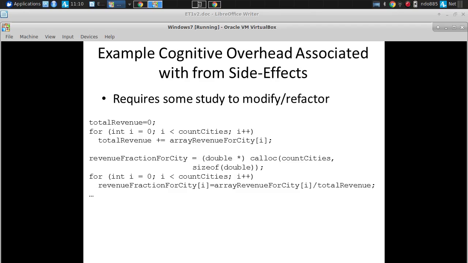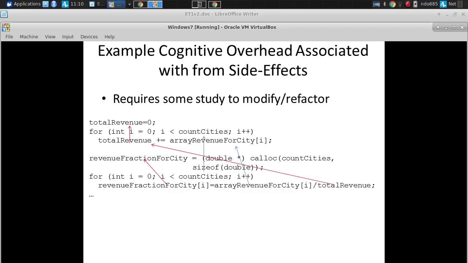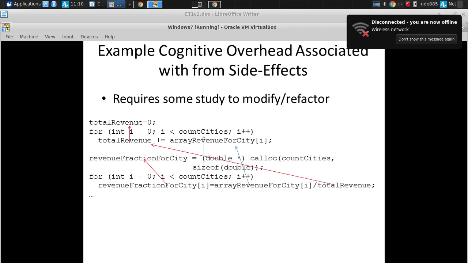Well, I would argue there's some hidden structure here. After all, this is just totaling this up, right? This is summing this up. And this is basically normalizing this array. We're taking each element of the array and dividing it by a constant. Those are pretty commonly needed types of operations. And so we could clean those up.